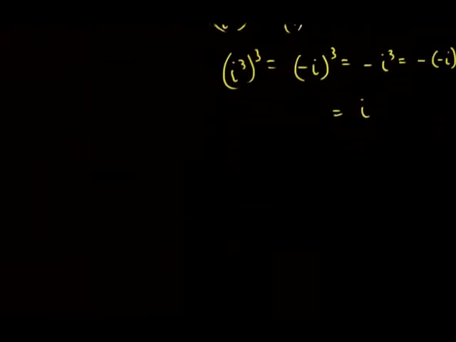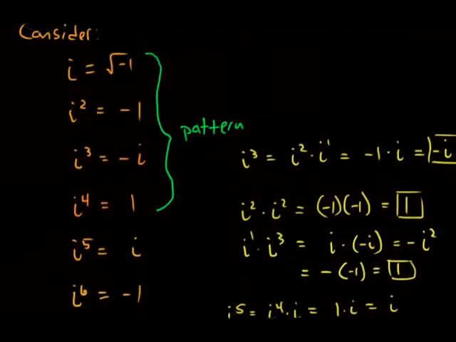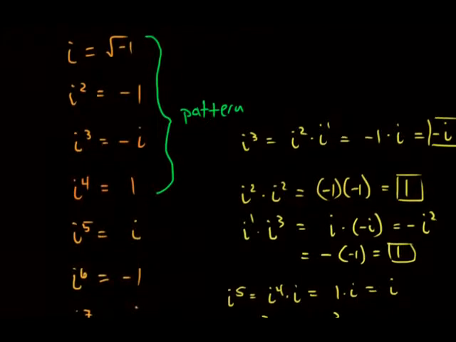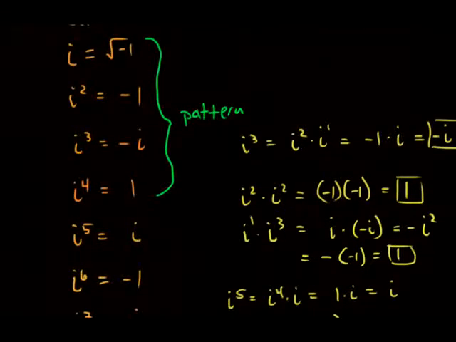Now, let's do an example problem using this skill. What if I want to figure out what is i to the 21st power? Now, I could try to figure out this pattern over and over and over again until I go all the way out there, but that's not the most efficient way to do it. But what I want to point out is that i to the 4th is our best friend, right?